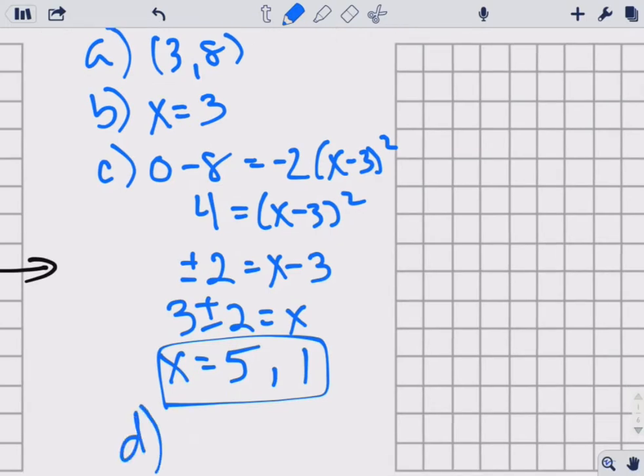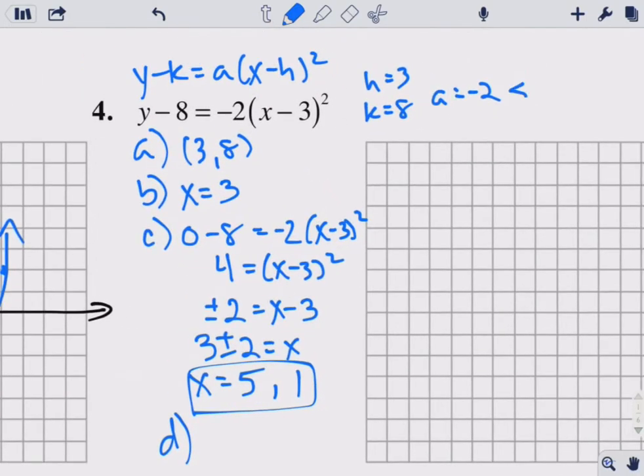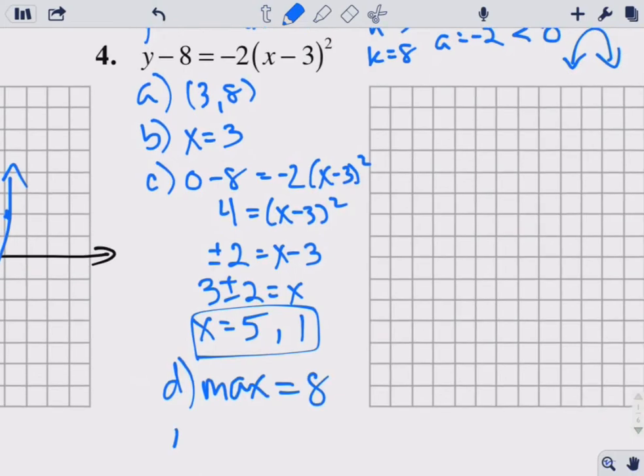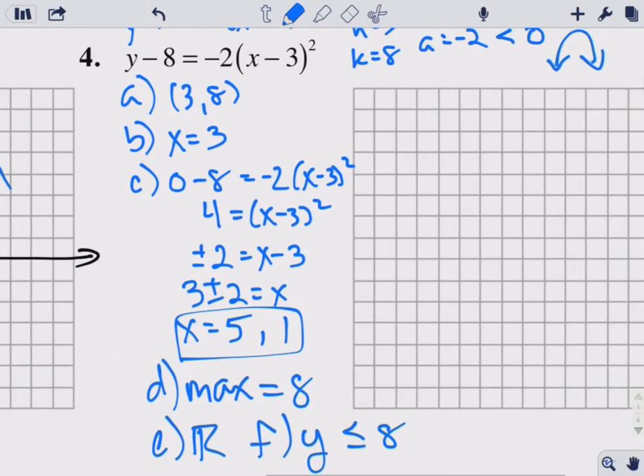D, do we have a max or a min? A is less than 0, so it opens down, which tells me I have a max, which is equal to the y-coordinate of the vertex of 8. E is the domain, which is all real numbers. F is the range, which is y is less than or equal to 8.